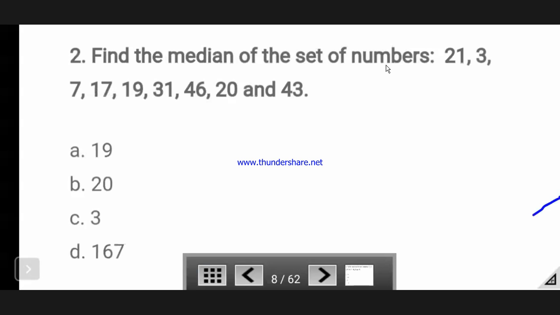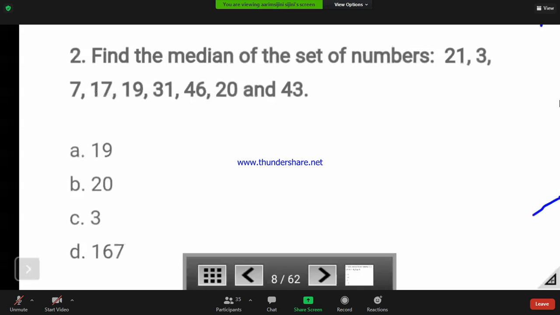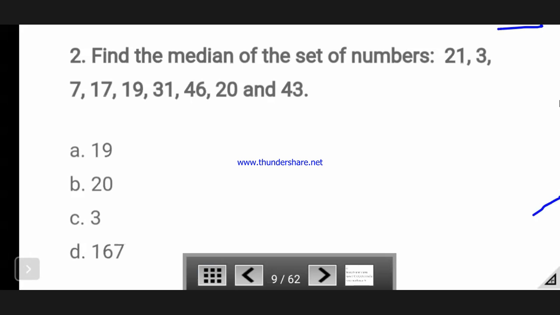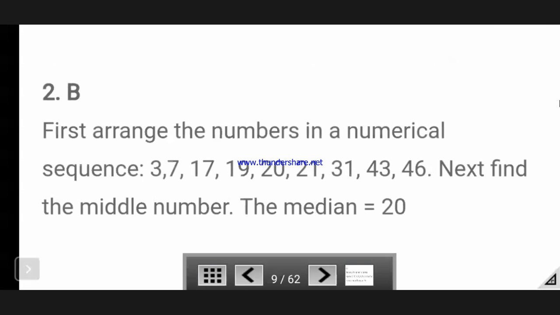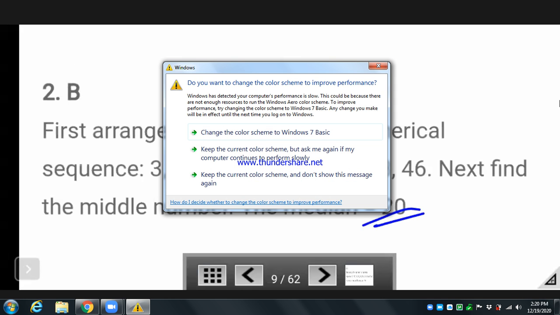20, ma'am. Answer is right. First, we arrange it in ascending order. After that, we are splitting it. While splitting, we are getting the middle value as 20. So the median is 20.